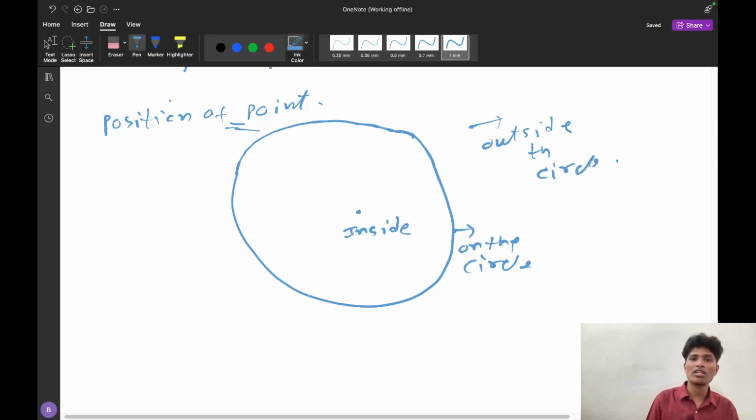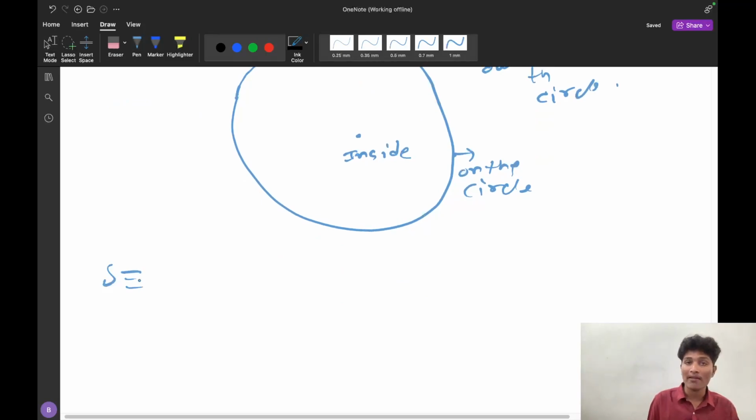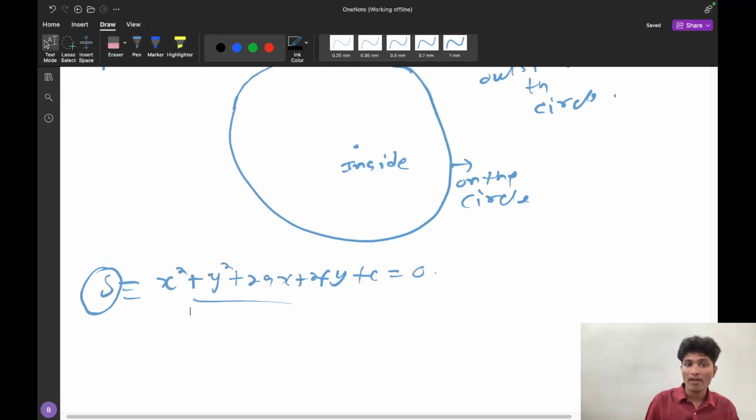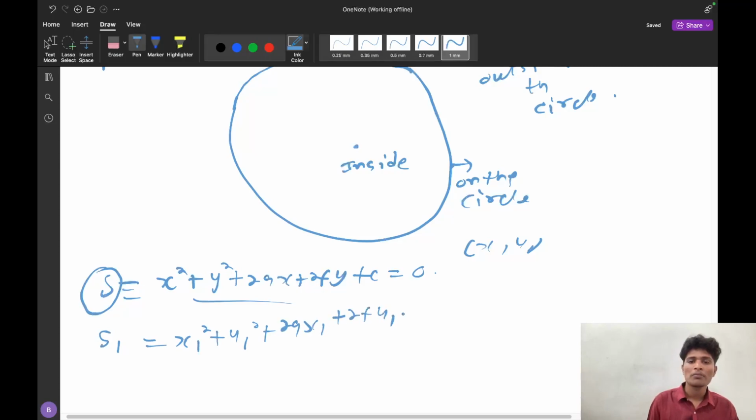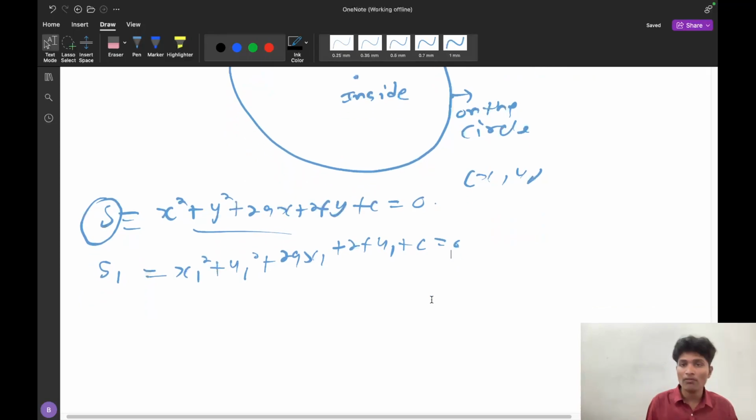So how can we decide the position of a point? Suppose the point is x comma y. How to decide? We know the circle equation S, and this is a notation, very important to remember. S is equal to x square plus y square plus 2gx plus 2fy plus c is equal to 0. This is the circle equation, with the notation S. When we substitute the given point x1 comma y1, it is called S1. S1 is equal to x1 square plus y1 square plus 2gx1 plus 2fy1 plus c. According to this S1, we will decide whether the point is inside, on or outside the circle.